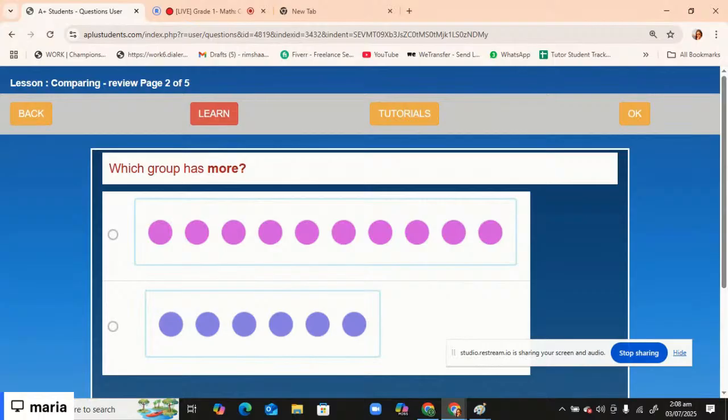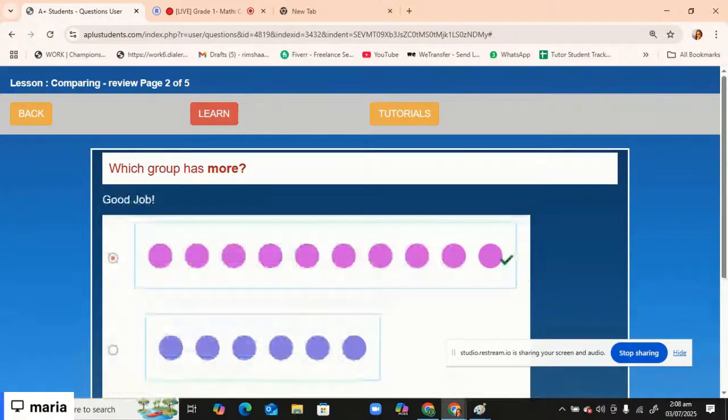Okay, now here is which group has more, the pink or purple one? Tell me, everyone, is option one right or option two right? Which one is the right option? The first one is the right option because these are more as compared to the second one.